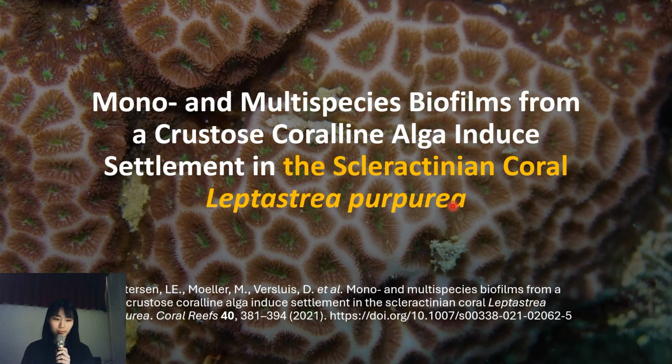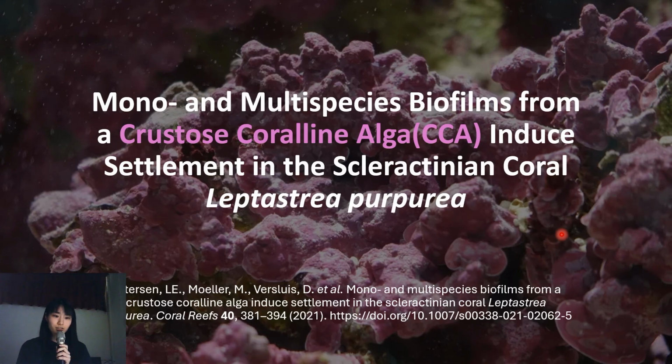First, our main research subject, the scleractinian coral Leptastrea purpurea, is the orange word here, and it's also my background picture. I hope the color can make you memorize them better. And the crustose coralline alga, which you can abbreviate as CCA, is a red alga, which is very hot, and it covers the corals. It's a pink layer, like the background picture. I think it's pretty cute.